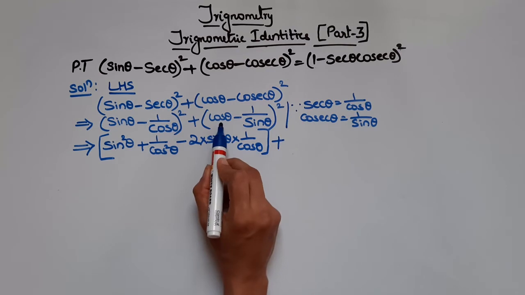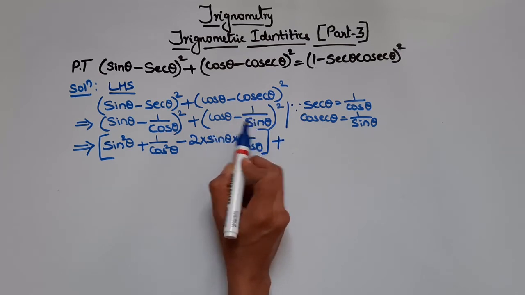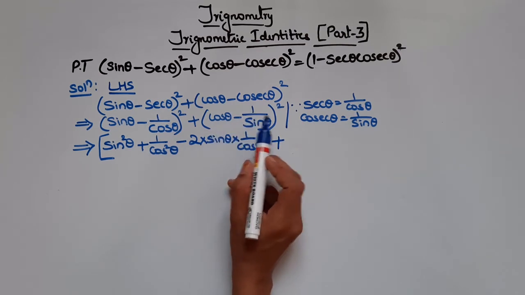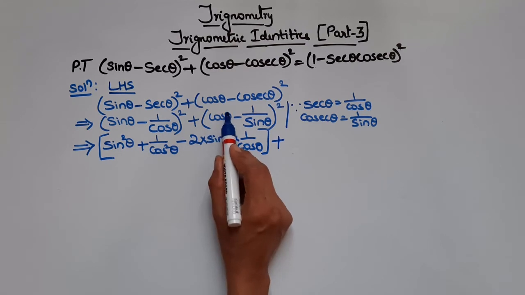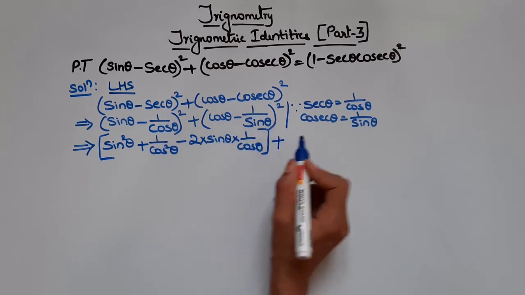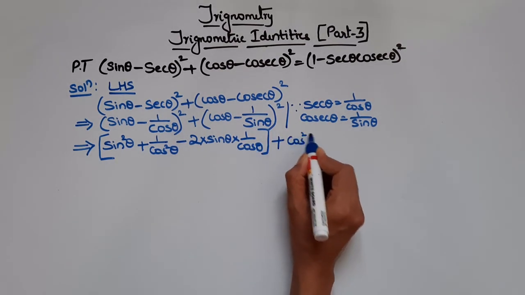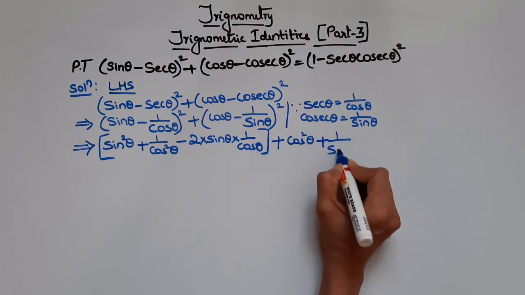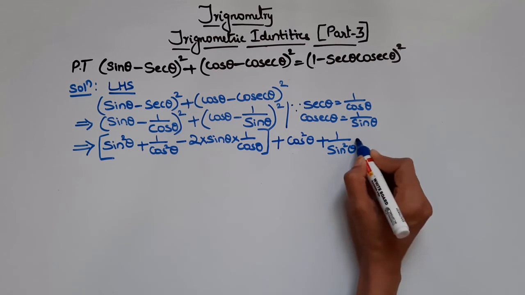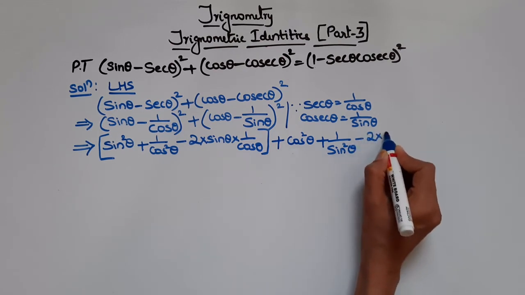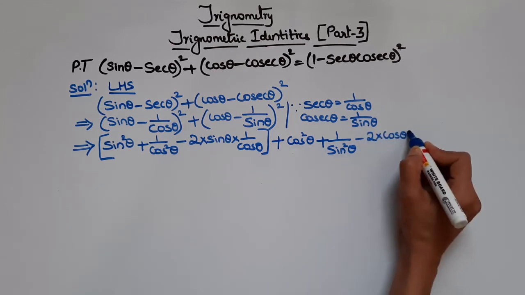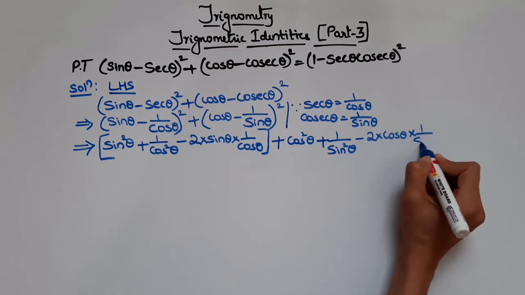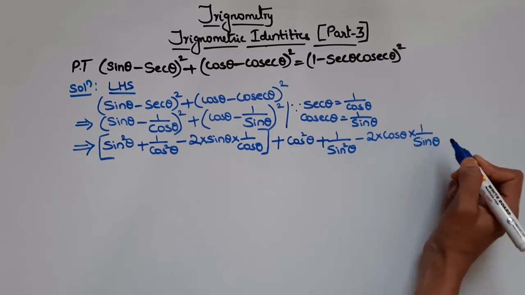Plus this is of the form (a minus b) the whole square, a square plus b square minus 2ab. A here is cos theta and b here is 1 by sin theta. So a square will be cos square theta plus b square will be 1 by sin square theta minus 2 into a here is cos theta into b here is 1 by sin theta, right?